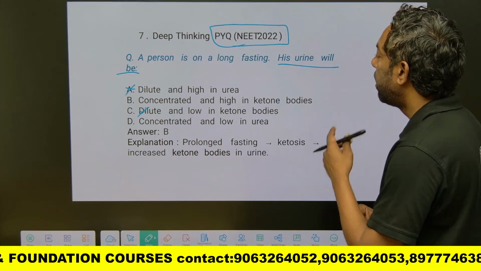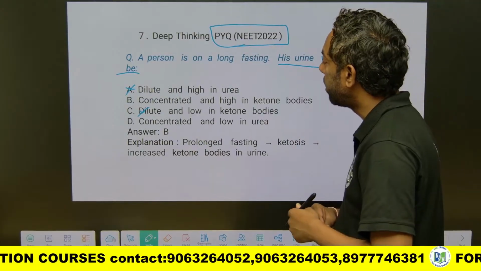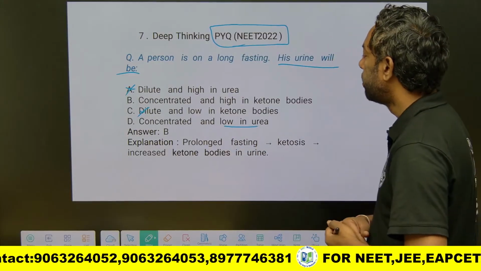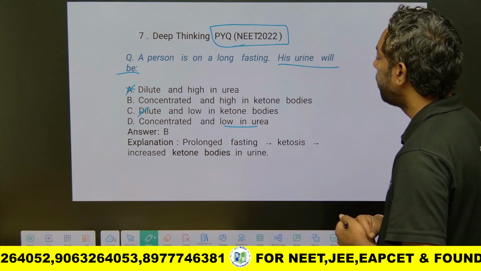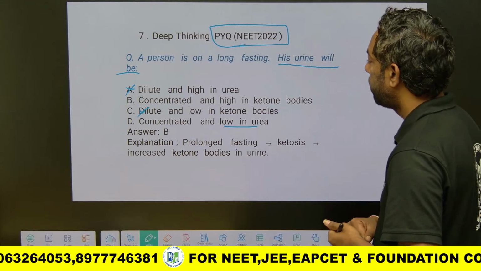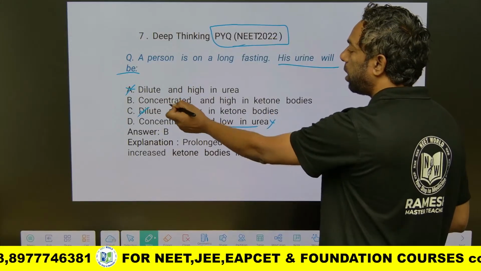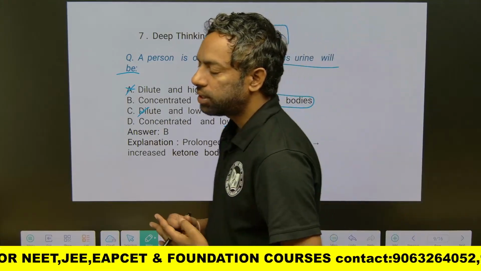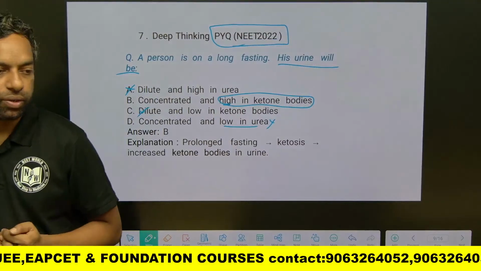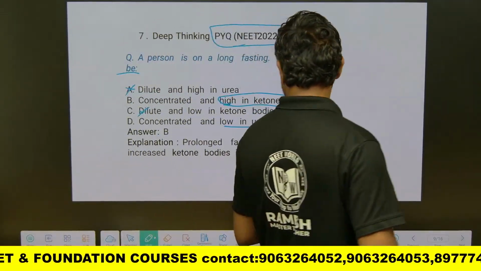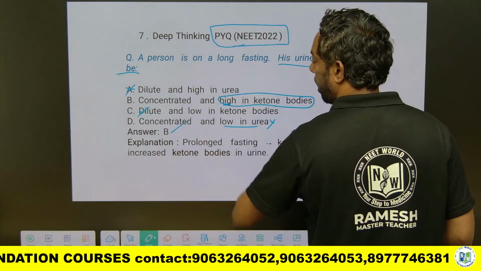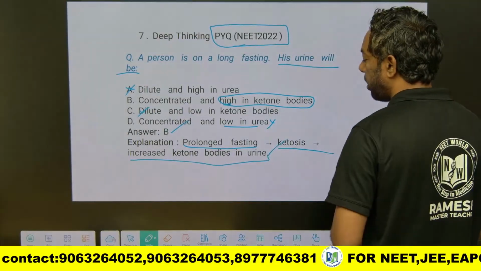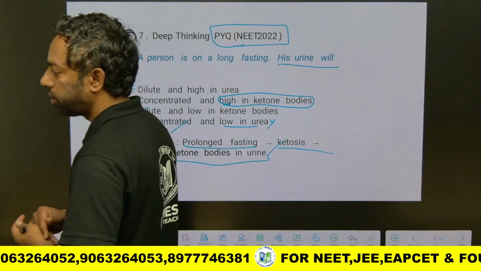Then concentrated and high ketone bodies, and D is concentrated and low urea. No, it is high urea, low water, so this is also wrong. Concentrated and high ketone bodies. Ketone bodies come from protein breakdown, the keto group. So B is the answer. In prolonged fasting, ketone bodies increase in the urine, which is called ketosis.